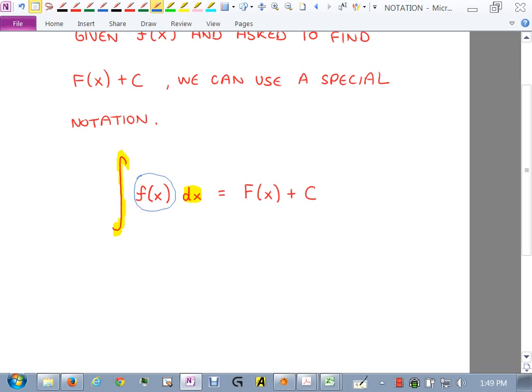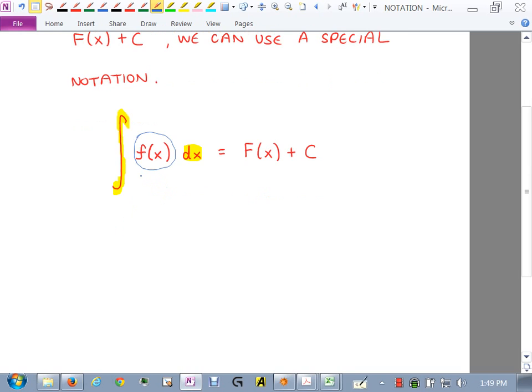So from now on, I will not be writing down, here's little f, find capital F. I'm just going to write that symbol. I'm going to write the function. I'm going to put a little dx next to it, and that's going to tell you, go find the general antiderivative. Now, these symbols have names. This is called the integral sign. The function that is inside that you are trying to actually find the antiderivative of is called the integrand.